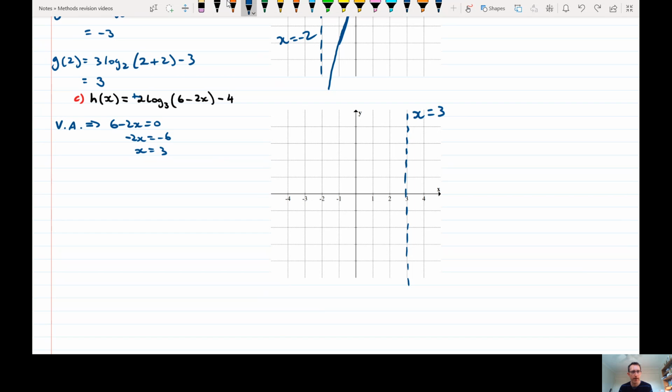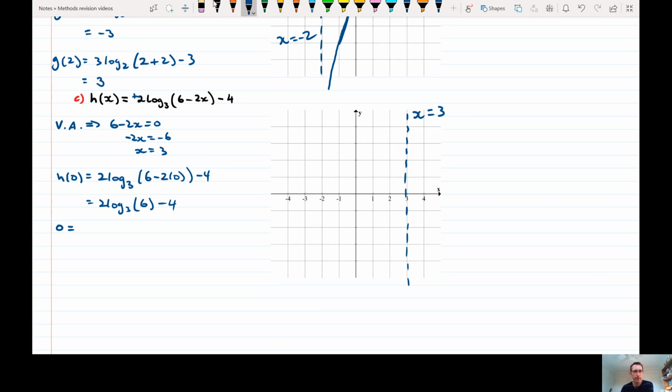We are going to have a y-intercept this time. So we have 2 log base 3 of 6 minus 2 times 0, minus 4. In this case, unlike the other ones, we don't have a nice logarithm of 6, so you're going to have it as an exact value. If you've got a calculator, you can get a decimal value, but we're going to have an exact value. We don't actually know what that is, but that's all right. That is going to be our y-intercept. We'll label that in a minute.